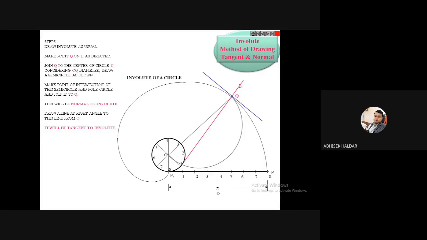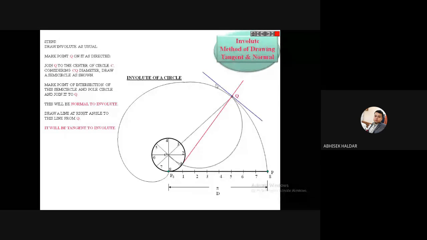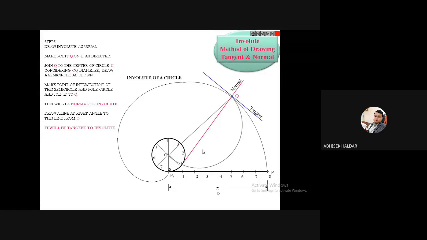That is basically the normal to the involute. And at this point Q, draw 90° to this normal. That will be your tangent. So this is my tangent, this is my normal, because tangent and normal will make 90°. So this pink line is your normal to this involute, and the blue line is the tangent to this involute. This is clear to all of you? Tangent or normal to the involute? Yes, sir.